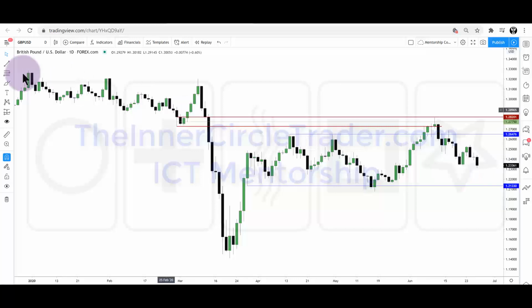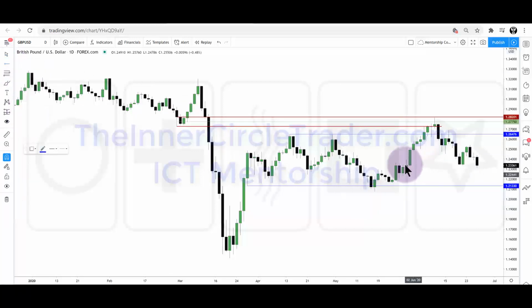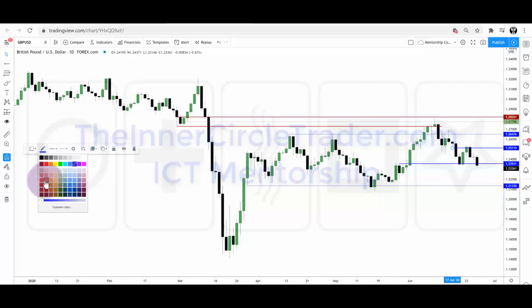So I want you to look at this. Okay, so we have the down close candle, and then we have the fair value gap that I'll put these levels on here. Red.